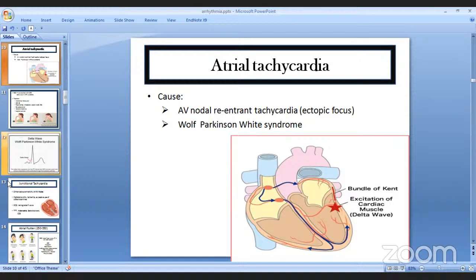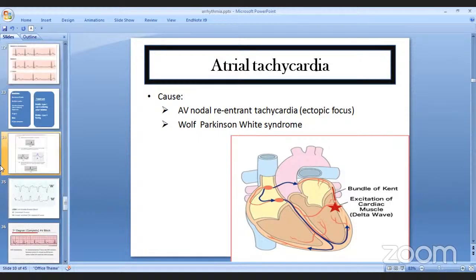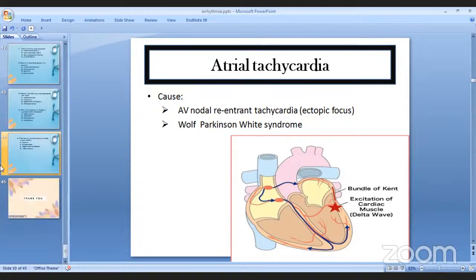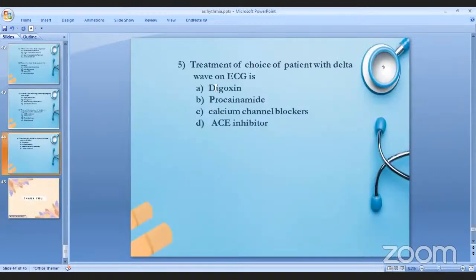So let us see what's the best option in this question. Every time we need to see what's the best option. Digoxin, again, as I say, is going to enhance the bundle of Kent pathway. Calcium channel blocker is also going to enhance the bundle of Kent. ACE inhibitor doesn't have anything to do with arrhythmia. So the answer here is procainamide, that is the sodium channel blocker.